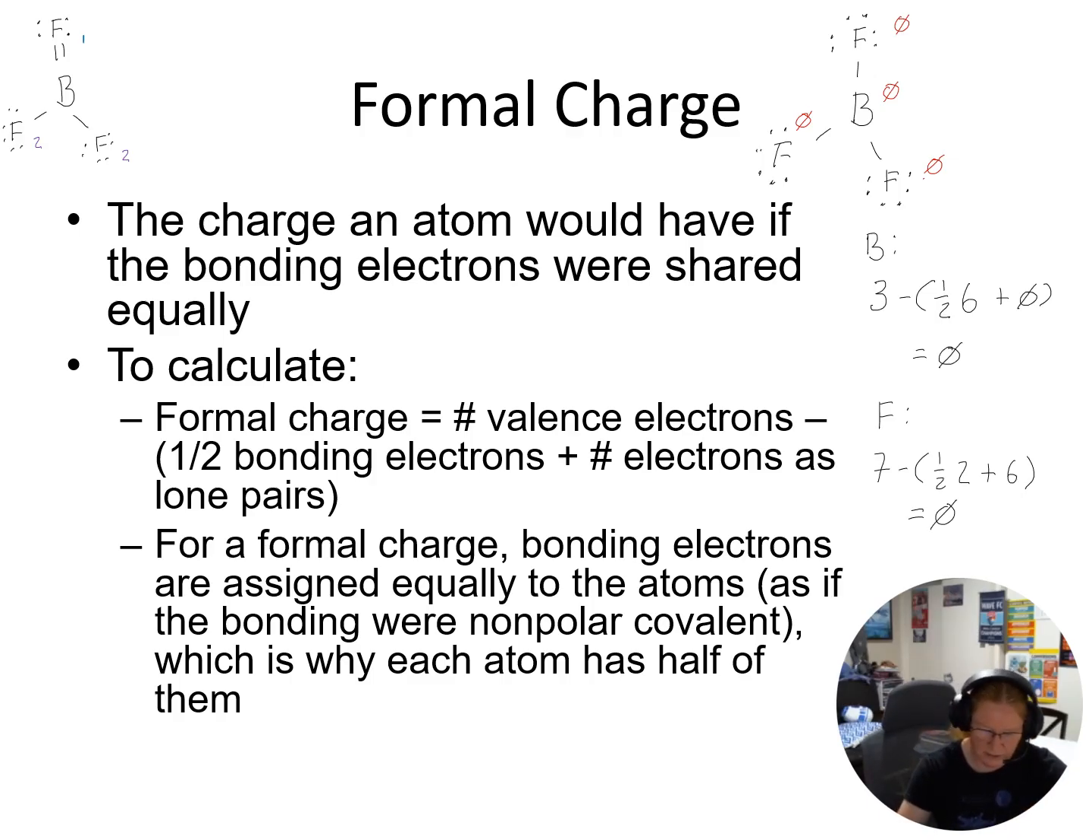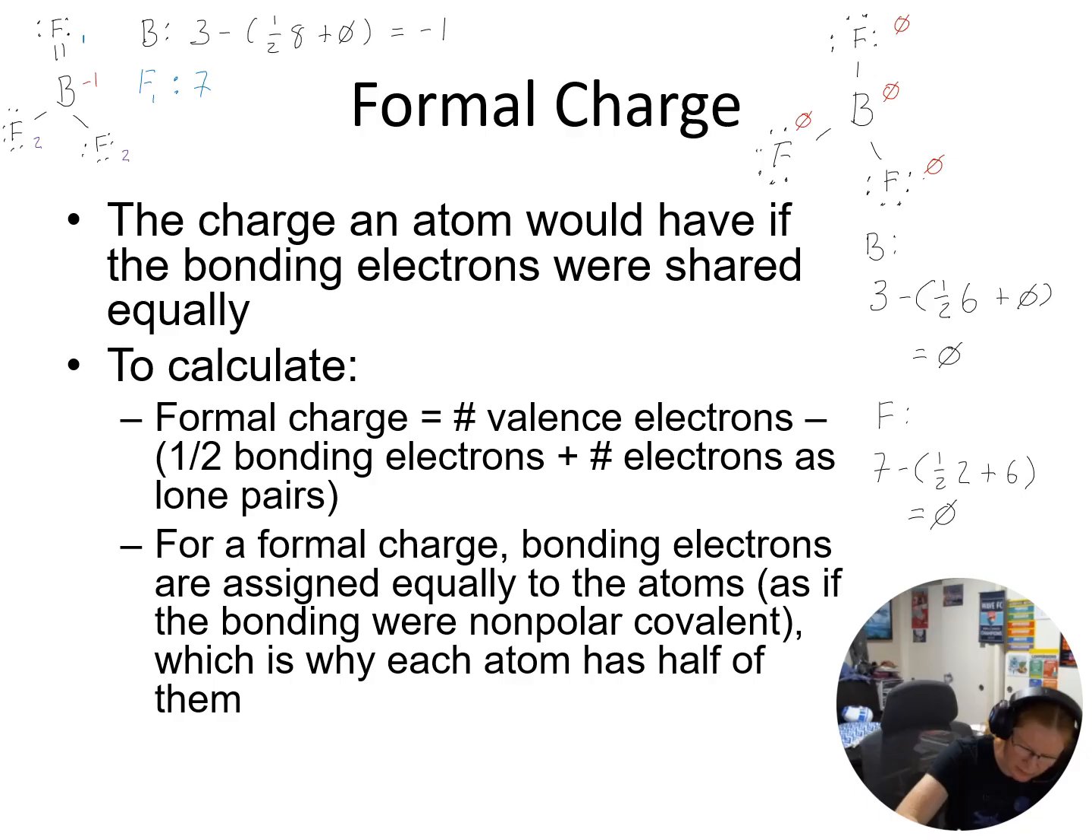Okay, so first we're going to take a look at that boron. I still have 3 valence electrons. Now I'm going to take 1/2 of 8, and no lone pair still, so plus 0, because I have 4 bonds, so I have 8 electrons in my bonds. So that's going to be 3 minus 4, which gives me a formal charge of minus 1. So boron's going to get a formal charge of minus 1.